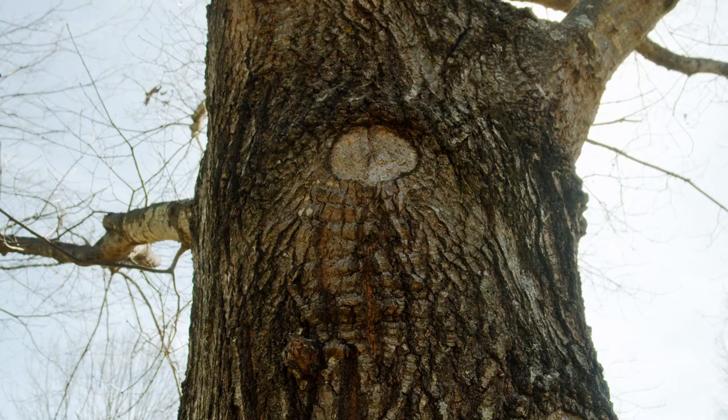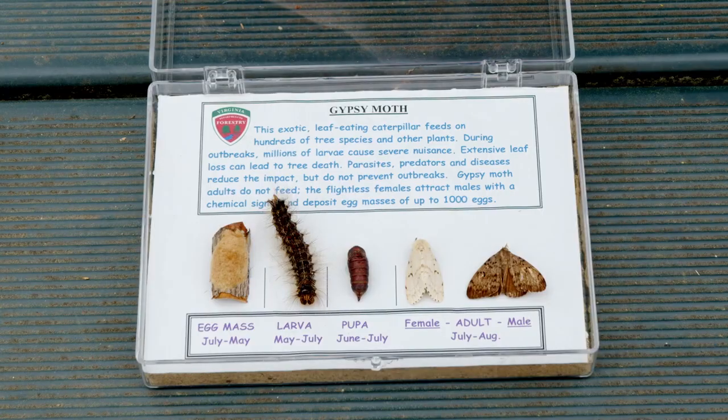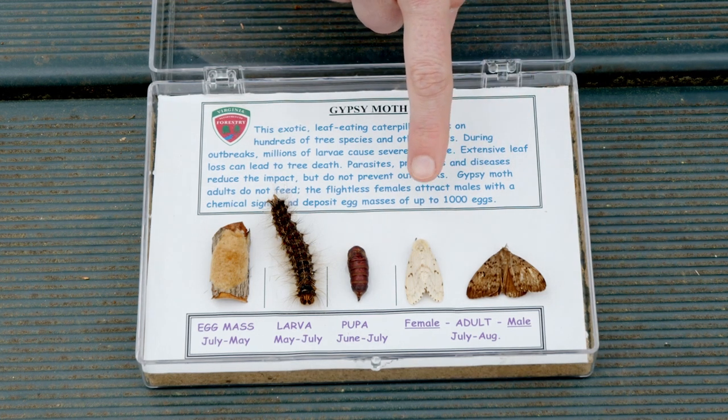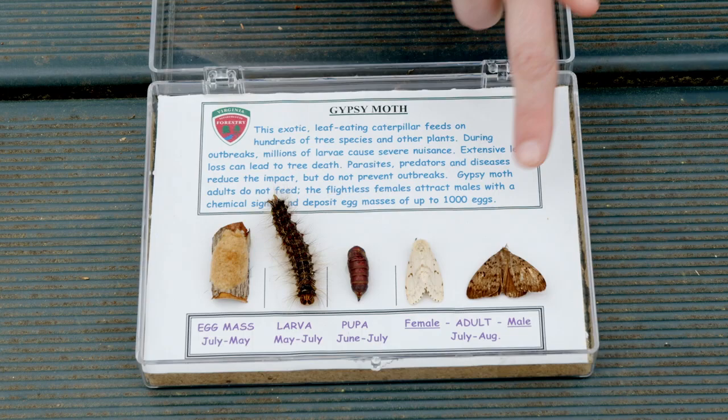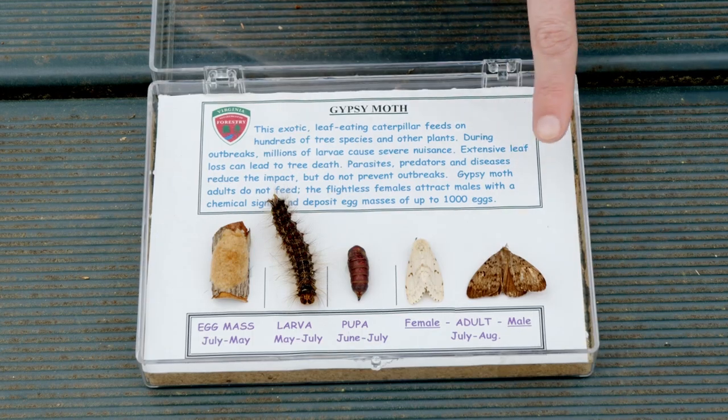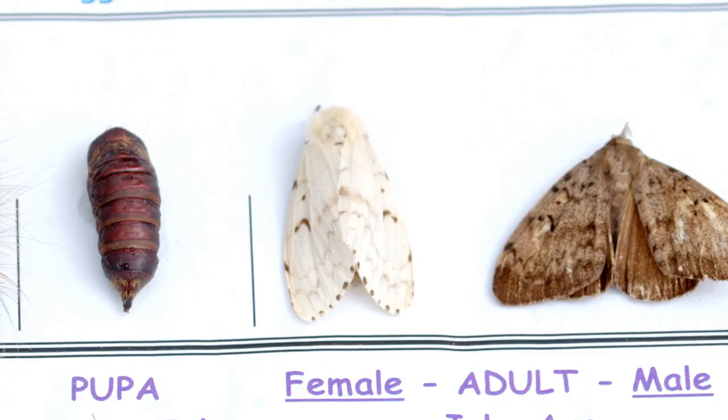Spongy moth has a large host list, but its preferred hosts are oaks of many species, including chestnut oak on high elevation ridgetops. The spongy moth life cycle, as we see here, will start over here with the adults. We've got the female that is a whiter color, and then the male, which is just kind of a brown moth. Spongy moth females will lay her eggs in late summer and to fall.